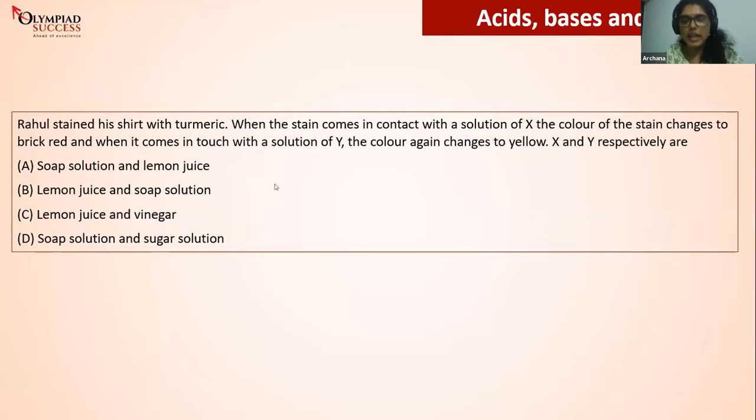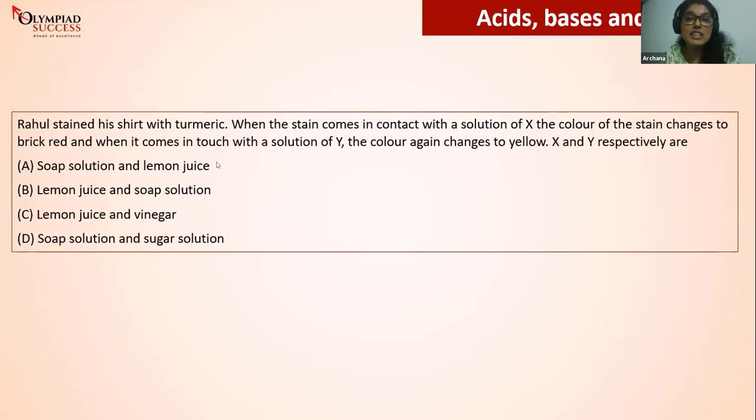Looking at that, what will be the options here? We have the option soap solution, lemon juice, vinegar as one other option, and sugar solution as another option. Soap solution, as we all know, can we call it an acid or a base? Yes, soap solution comes under base. So if a base comes in contact with turmeric, there will be a change in the color of turmeric to brick red. Now lemon juice, on the other hand, contains citric acid. It is a very mild acid.